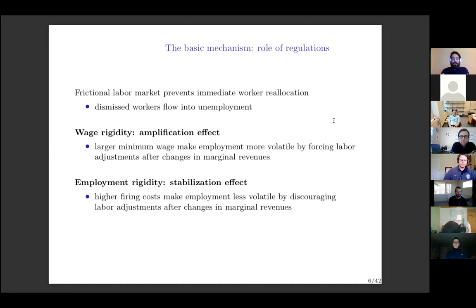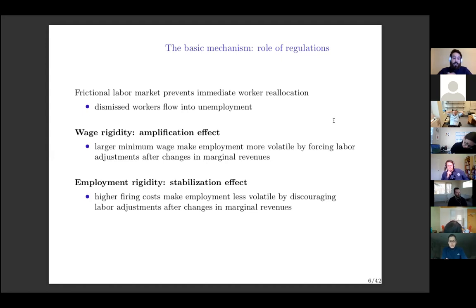In this particular setting, labor market institutions will distort the two margins of adjustment, meaning adjustment in the employment distribution and wage distribution, in different ways, depending on whether the institution produces a wage rigidity or unemployment rigidity. The minimum wage regulation will introduce a downward wage rigidity, which will create what I call an amplification effect, meaning that a larger minimum wage will make employment at the firm level much more volatile, simply because it will force adjustment through the employment margin. Firms won't be able to adjust wages downward when they hit the minimum wage.